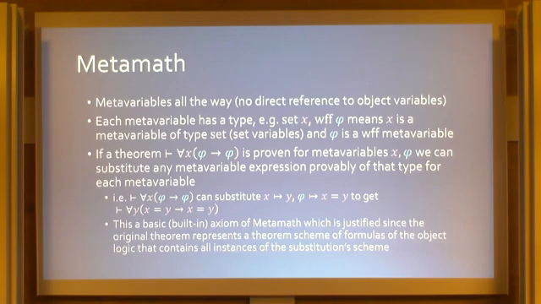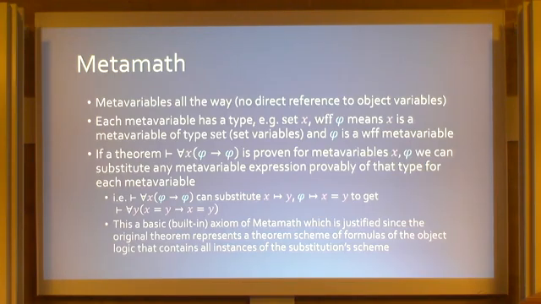What are the types? So I like to call these sorts. What are the sorts? So set, wff, class, and the turnstile. So theorems have the turnstile type. So there's no structure on the language of types?